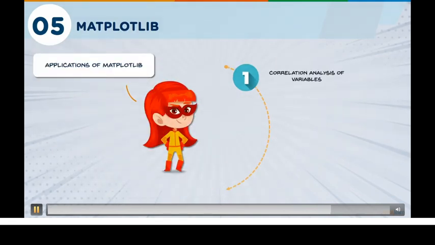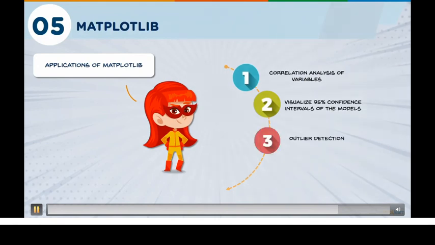Now let's talk about the applications of matplotlib. It's important to discover the unknown relationships between the variables in your dataset. So this library helps to visualize the correlation analysis of variables. Also in machine learning, we can visualize the 95% confidence interval of the model just to communicate how well our model fits the data. Then matplotlib finds its application in outlier detection using scatter plots, etc. and to visualize the distribution of data to gain instant insights.